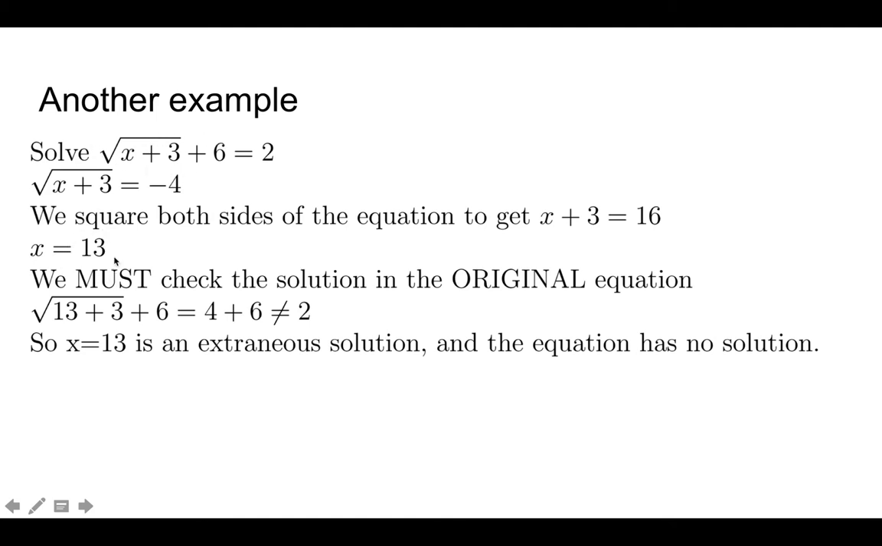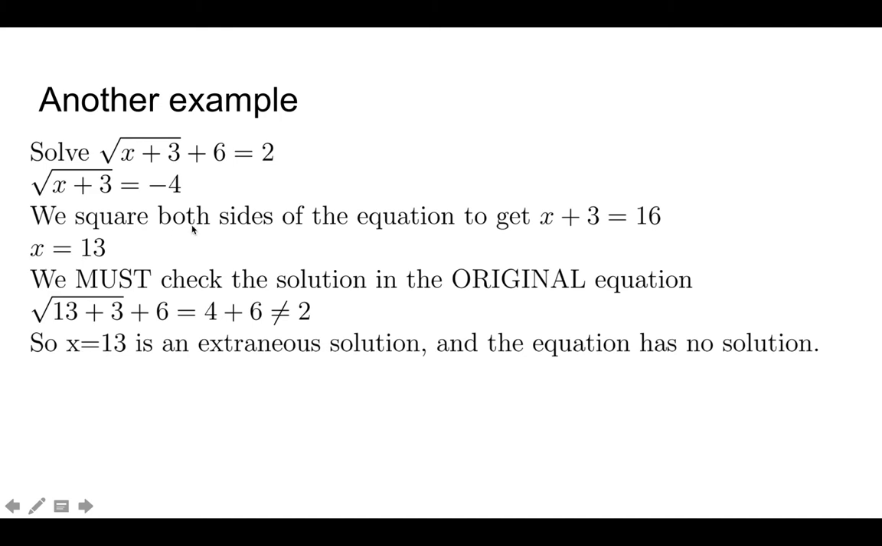So we plug in 13. We get square root of 13 plus 3, which is square root of 16. That's 4. Plus 6. 4 plus 6 is 10. That's not 2. We get this answer and it doesn't work.